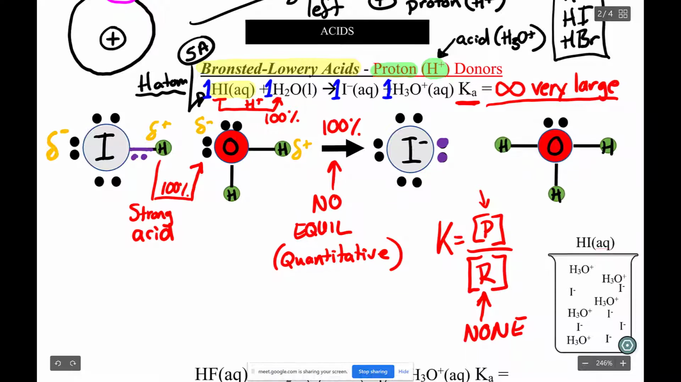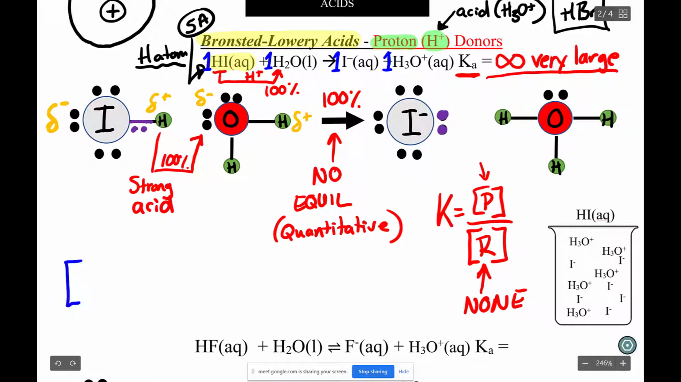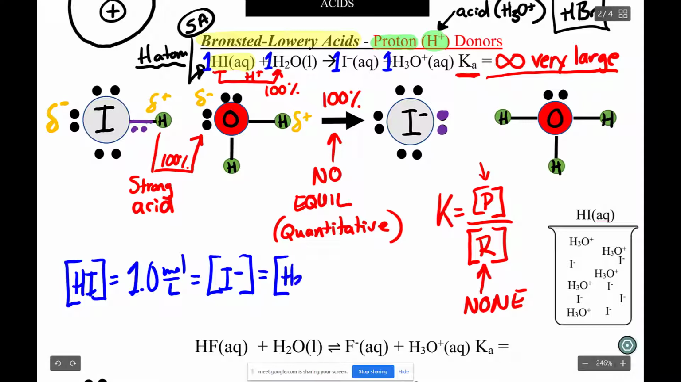So for instance, if I know the concentration of HI to start was 1.0 moles per liter, then I know that this is also the concentration of I minus, because as a mole to mole ratio, it's 1 to 1. And I actually also know that the concentration of H3O plus is 1 mole per liter.